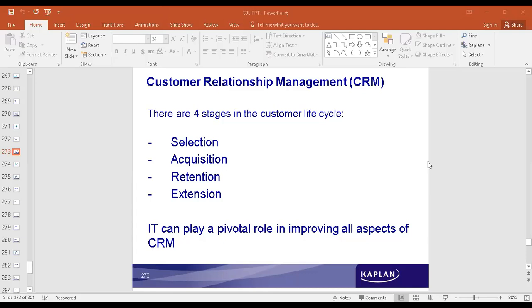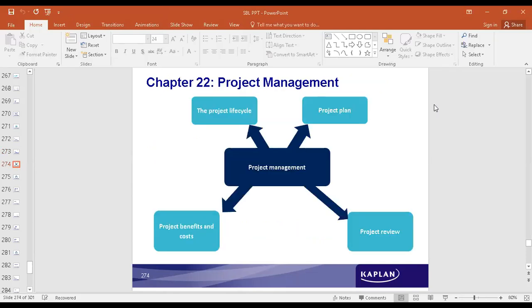Now, IT can play a very important role in improving all aspects of CRM. Okay, so that's about customer relationship management. Now we have the next chapter called project management.